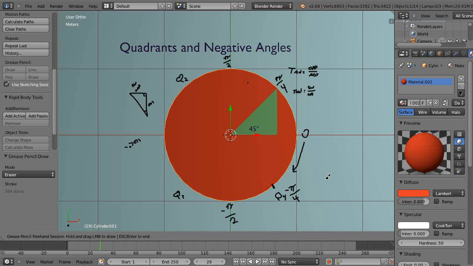Alright, so in the next lesson we're going to draw these triangles around the circle, and I'm going to show you why these negative angles in radians make a critical difference. Alright, well that's it for now, and I'll see you in the next video.